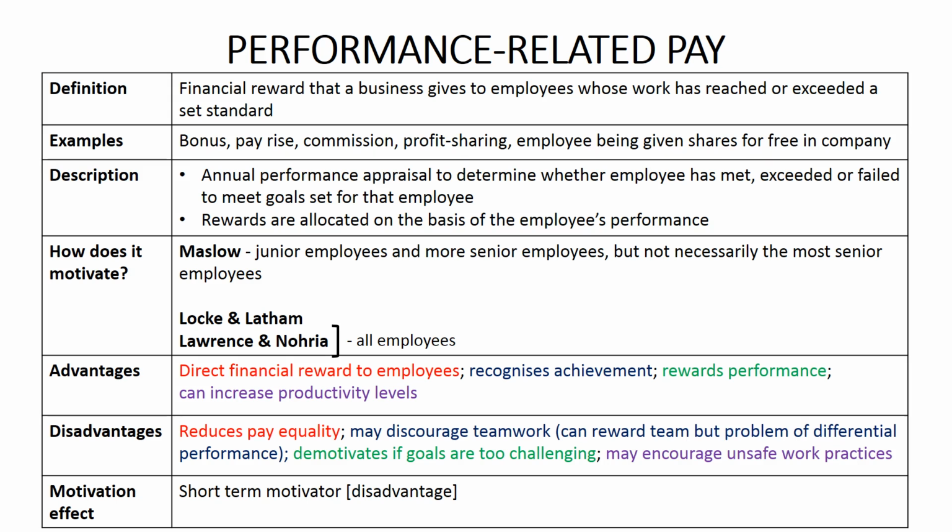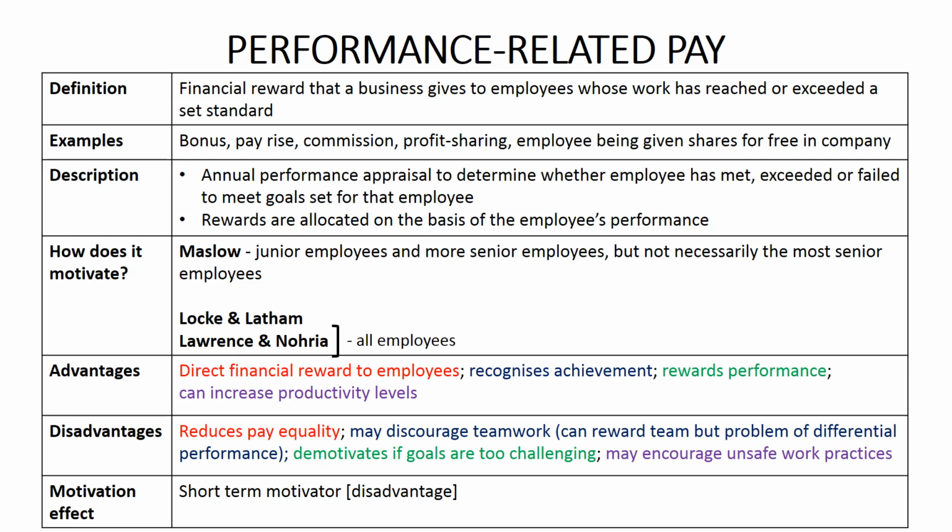Examples of performance-related pay include bonuses, pay rises, commission, profit sharing, and giving an employee free shares in the company that operates the business. A bonus is a payment that is made to an employee for reaching or exceeding a target. For example, if the employee works in the sales and marketing department of a business, then they might be given a sales target that they're expected to achieve over a year. An employee who achieves that sales target might be paid a bonus of, say, $10,000 for that year.